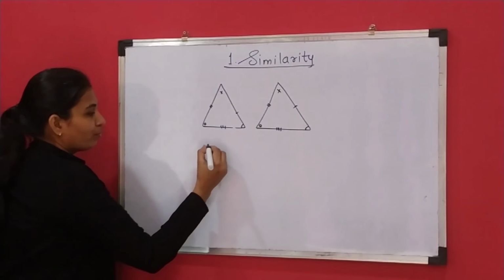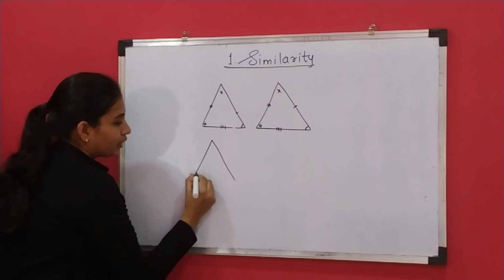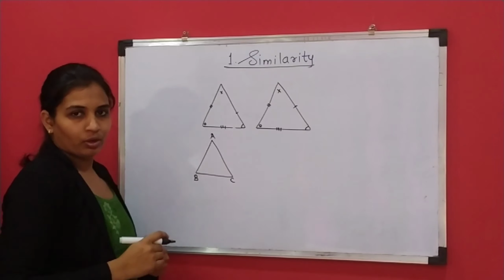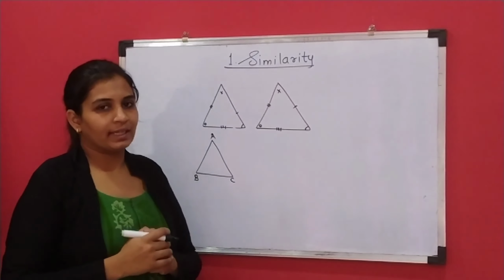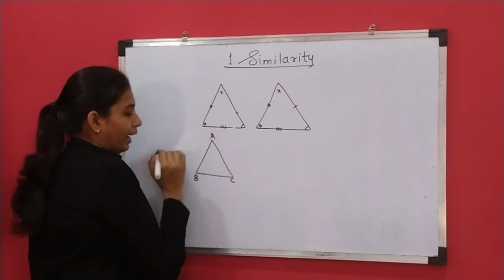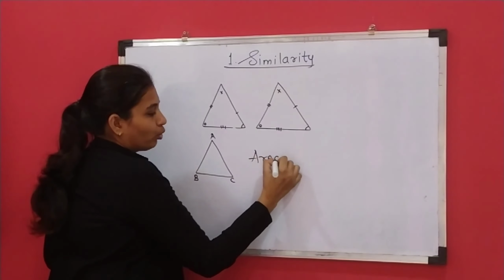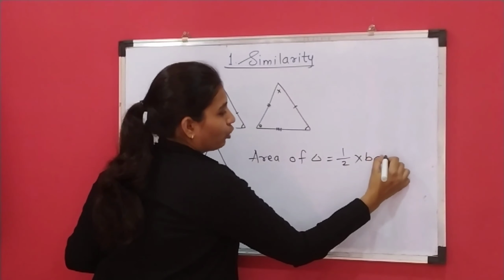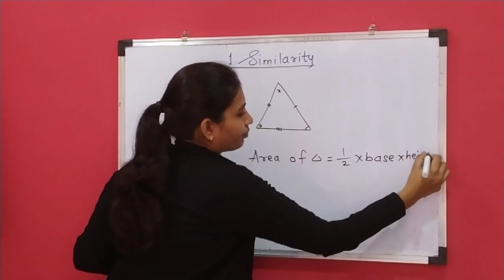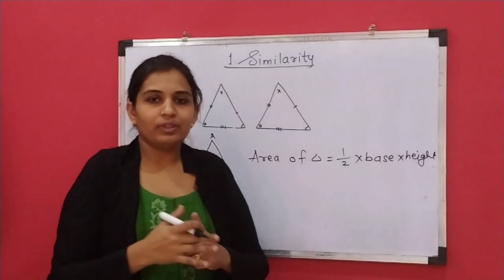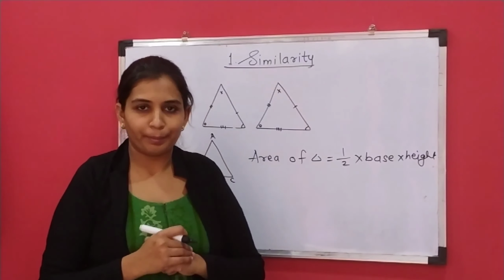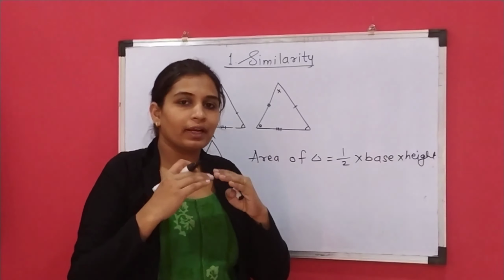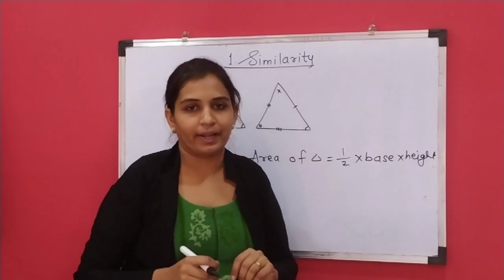Now, first of all, a triangle has three vertices, like points A, B, C. A triangle has three sides and three angles. We know that the area of a triangle is equal to 1/2 into base into height. This is the formula for the area of a triangle. But in this lesson we have to study the ratio of areas of two triangles.